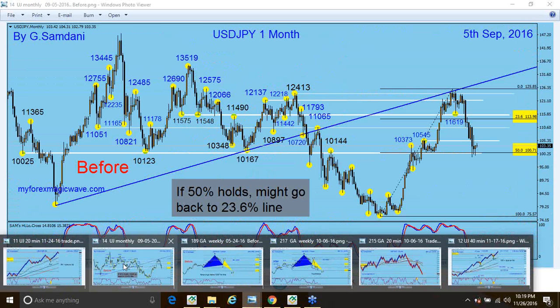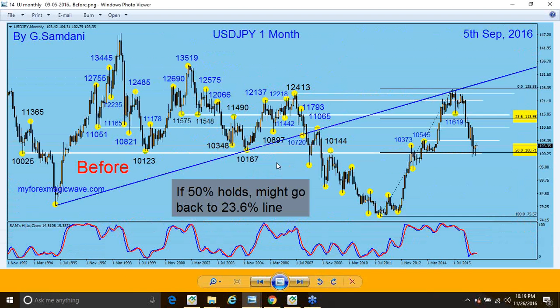This was my chart. I made this chart, and you can see how much study and how much work I have done on this. And I explain everything. This is my before chart, a setup ready to be traded. Okay. September: if 50% holds, it might go back to the 23.6% line. This is the 50% line. This is the area, 101.23, 101.67 right above it. This is 101.44 and 50%. Powerful area, right? And 125 parity.